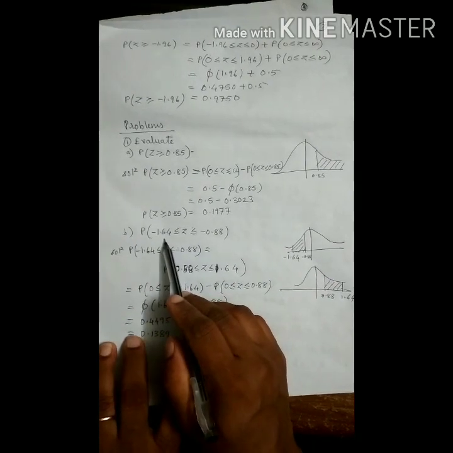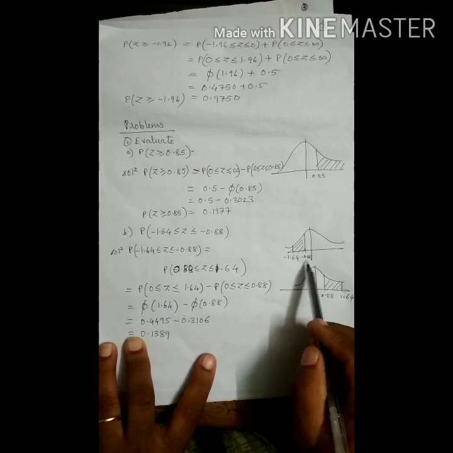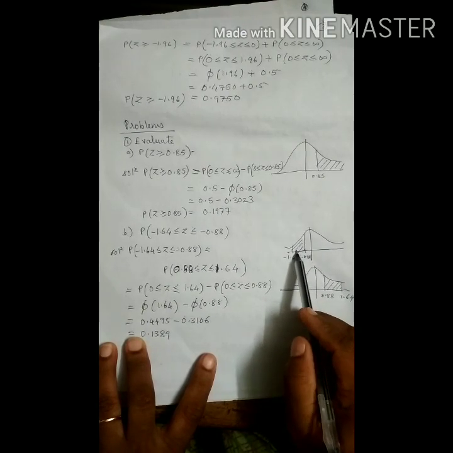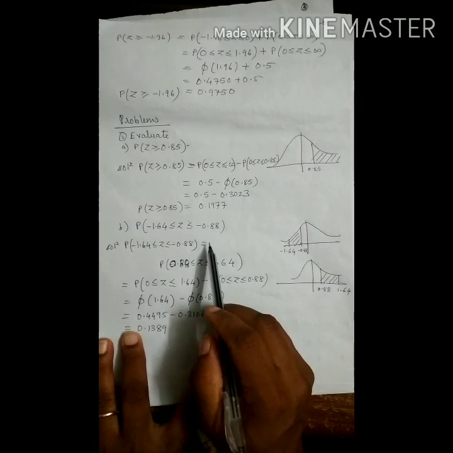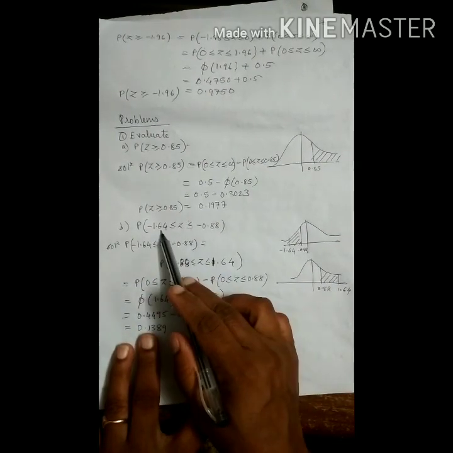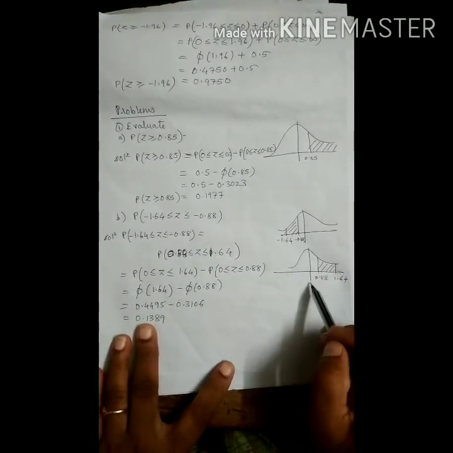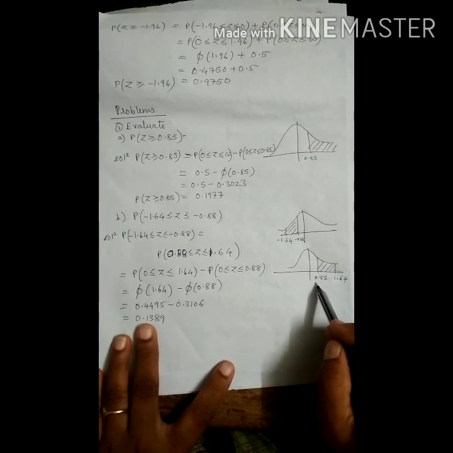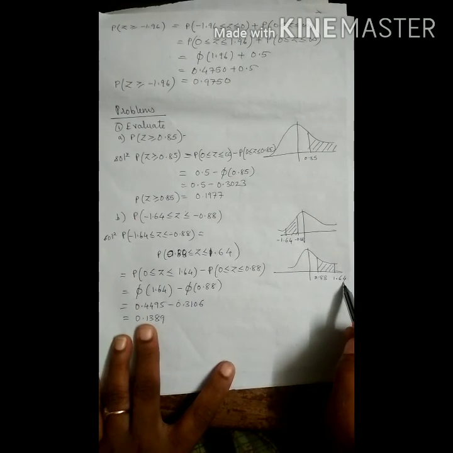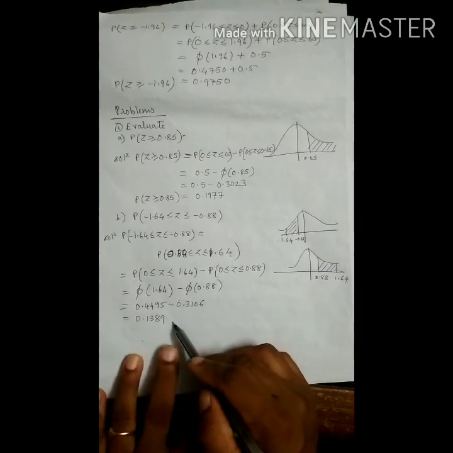Now minus 1.64 to minus 0.88. This means this area I want, which can be interchanged. This can be written first and this on the other side, because the signs are negative. So interchange it, and the figure will change when I change the sign: 0.88 to 1.64. So 0 to 1.64 minus 0 to 0.88 means phi of 1.64 minus phi of 0.88 is the answer.